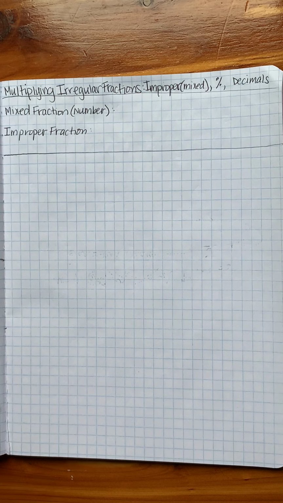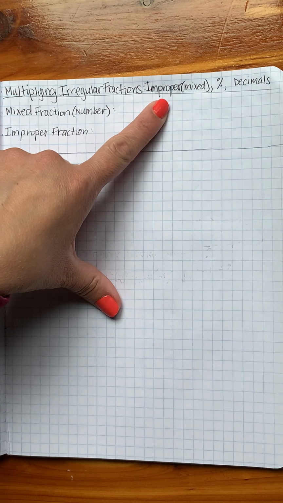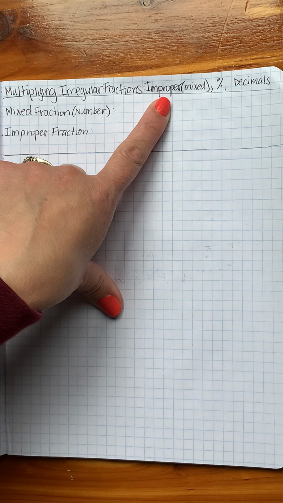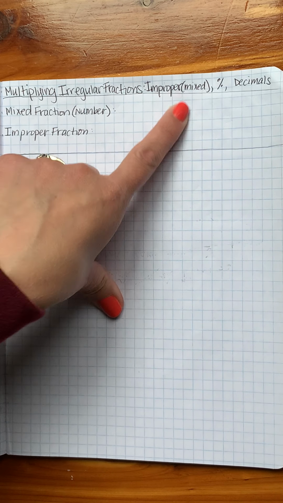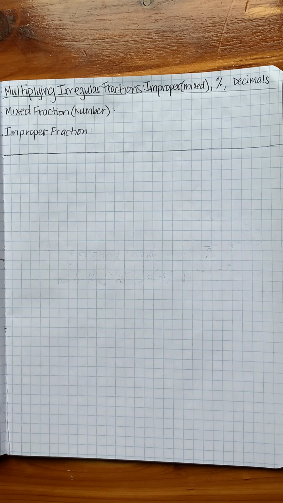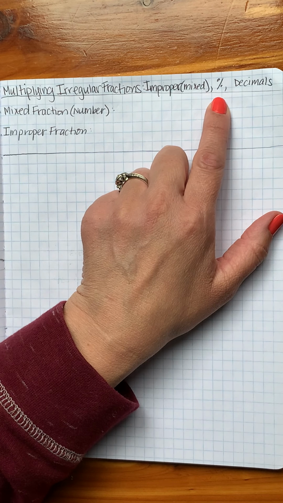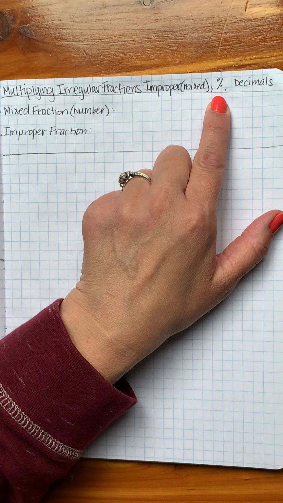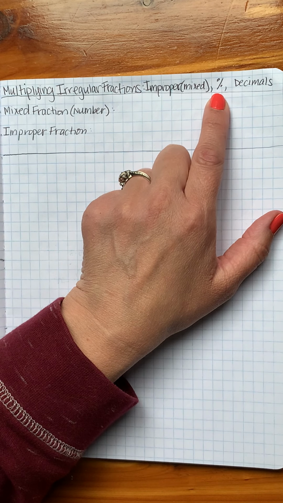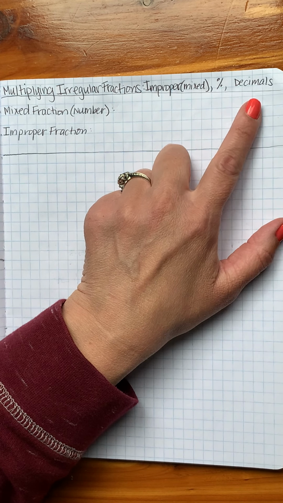So what is a fraction that's considered irregular? An irregular fraction is something that's called an improper fraction or a mixed fraction. And then we're also going to talk about how do I multiply a fraction by a decimal and how do I multiply a fraction by a percent. And so we're going to talk about that as well.